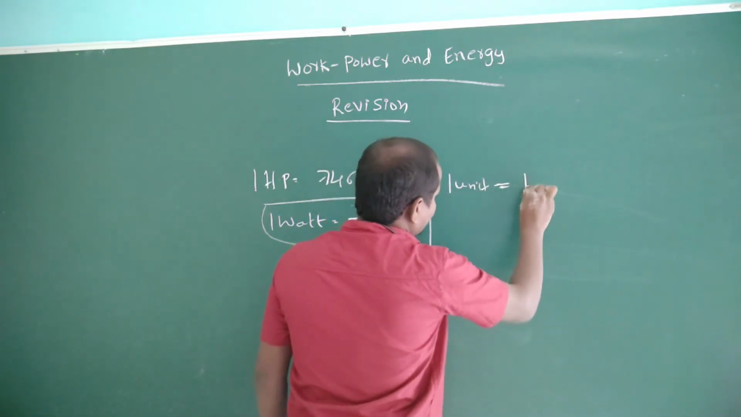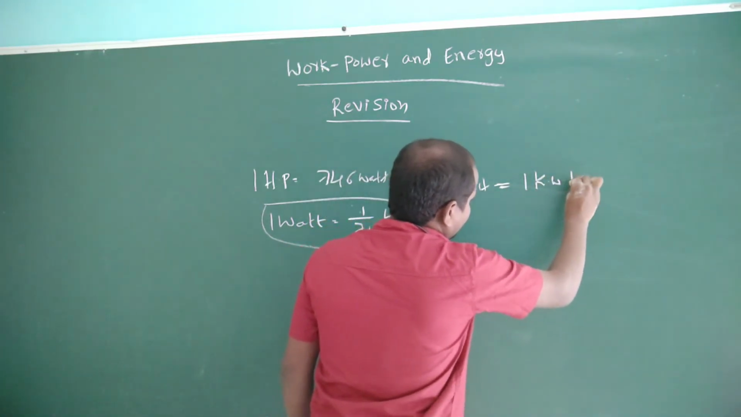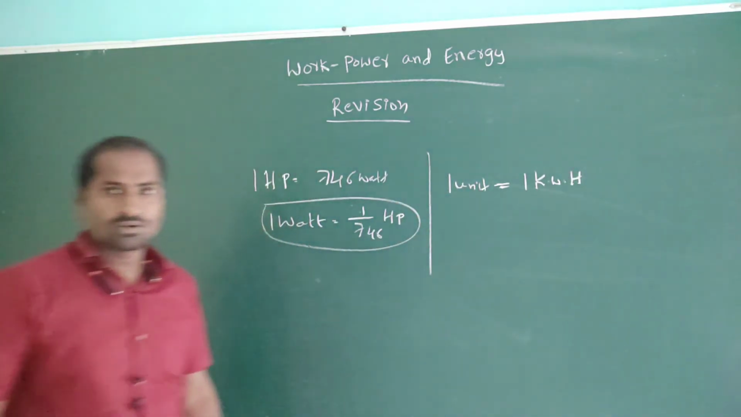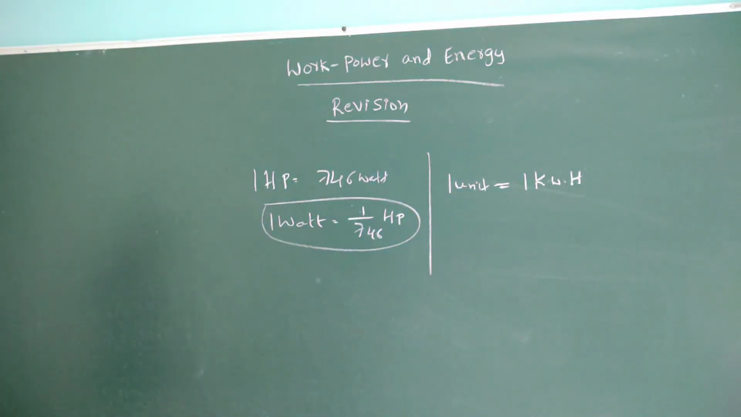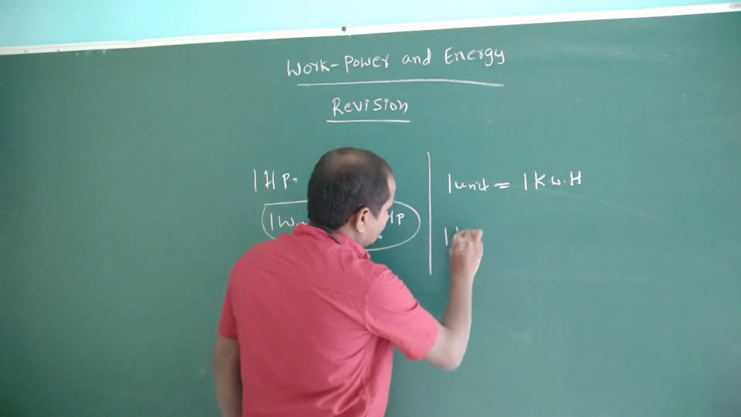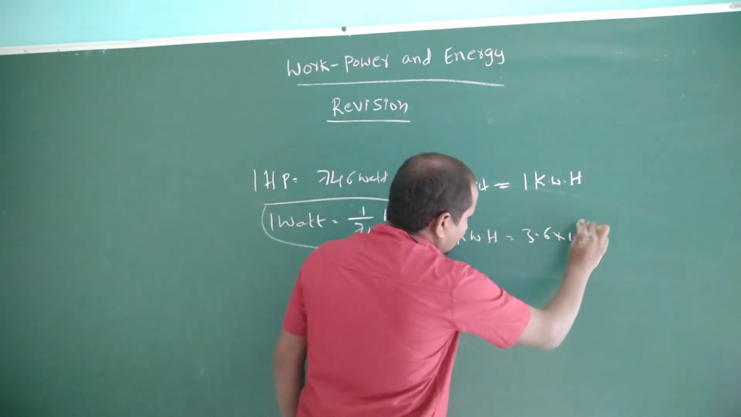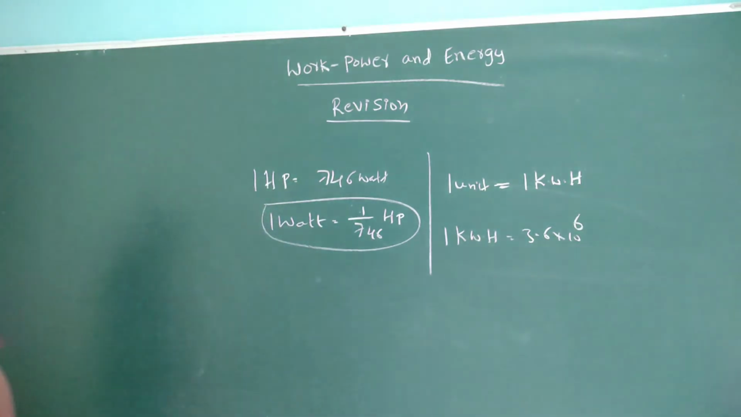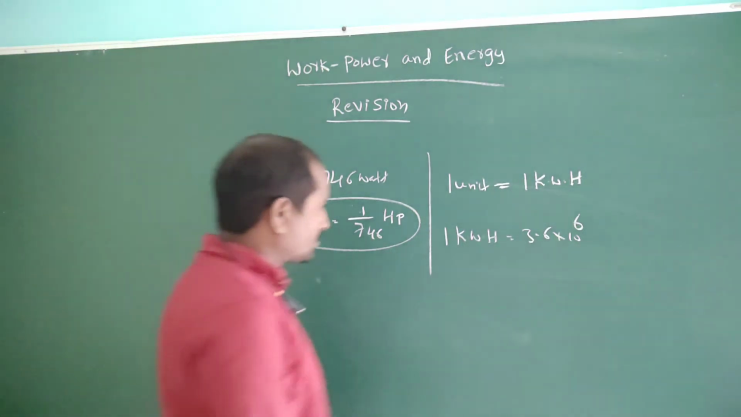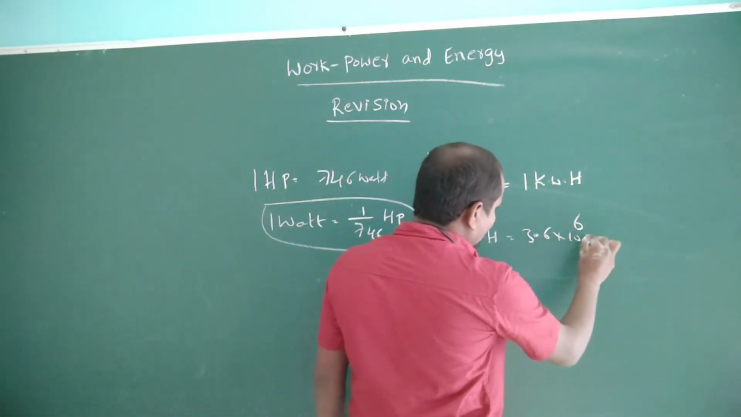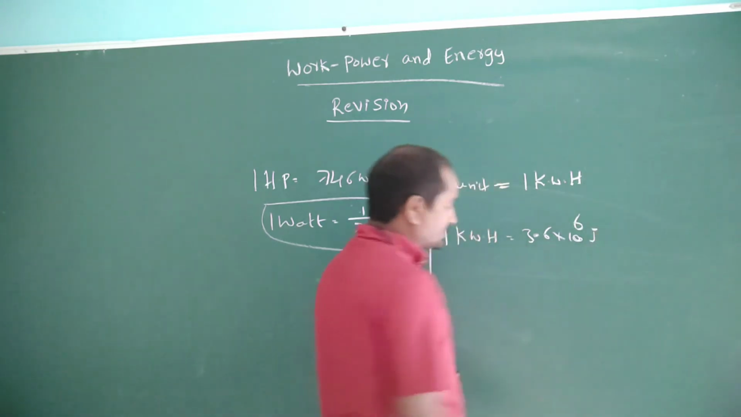1 unit is equal to how much? 1 unit is equal to 1 kilowatt hour. So 1 kilowatt hour is equal to 3.6 into 10 power 6 joules.